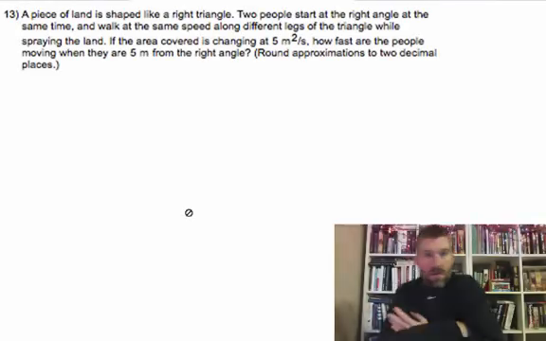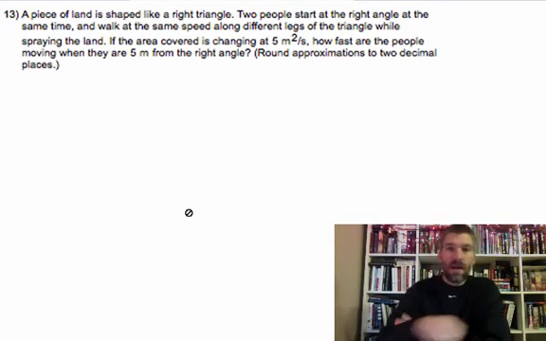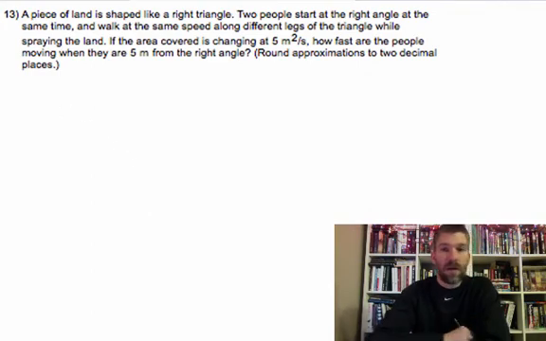All right, finally, our last problem from the review here. A piece of land is shaped like a right triangle. Two people start at the right angle at the same time, walking at the same speed along different legs of the right triangle, spraying the land. So if the area covered is changing at 5 meters squared per second, how fast are the people moving when they are 5 meters from the right angle?